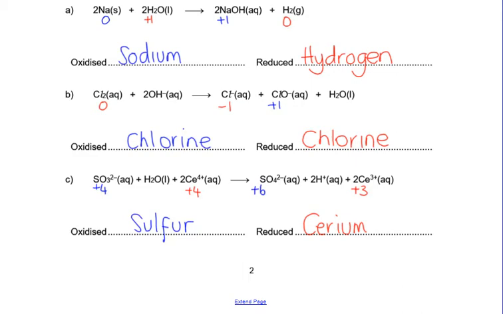In the second example, chlorine has been both oxidised and reduced, and remember that the name for this type of reaction is disproportionation, where the same element undergoes both oxidation and reduction. Disproportionation. And in the last example, the sulphur's been oxidised from +4 to +6 and the cerium's been reduced.